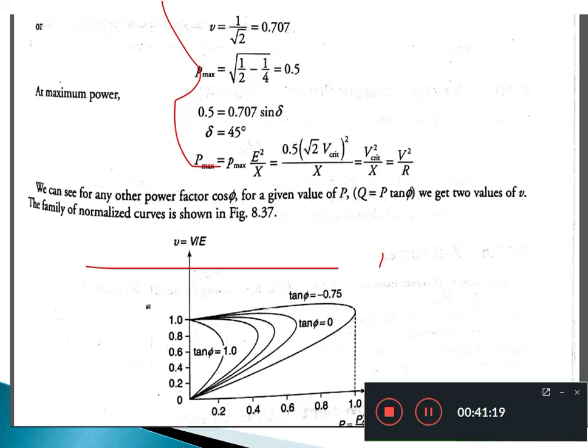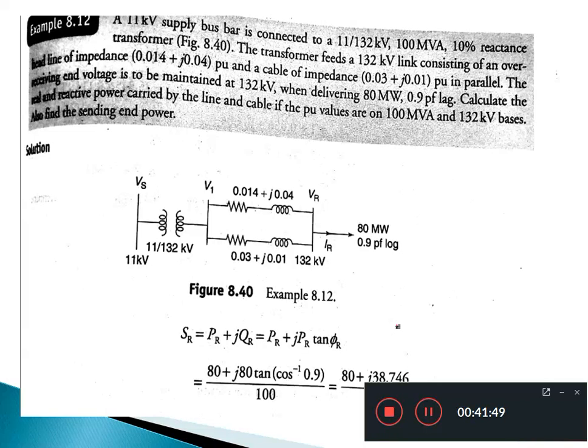If you are increasing the value of PV by X, then the voltage ratio V by E also increases. For different phasor angles, the PV curve, that is real power with respect to voltage, is shown in the graph. So this is based on that PV curve. We have to discuss one problem.